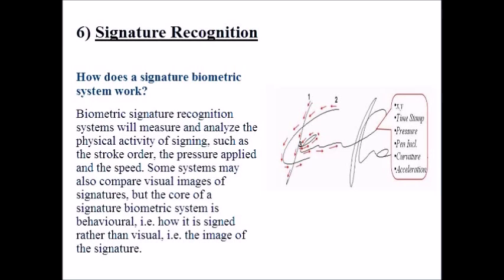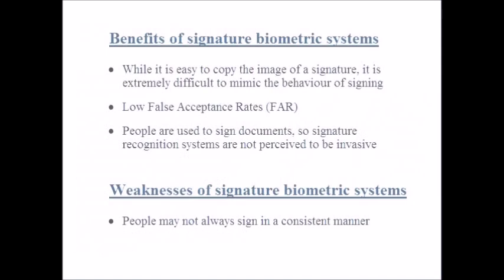Signature recognition. How does a signature biometric system work? Biometric signature recognition systems will measure and analyze the physical activity of signing, such as the stroke order, the pressure applied, and the speed. Some systems may also compare visual images of signatures, but the core of the signature biometric system is behavioral, that is, how it is signed, rather than visual, that is, the image of the signature.